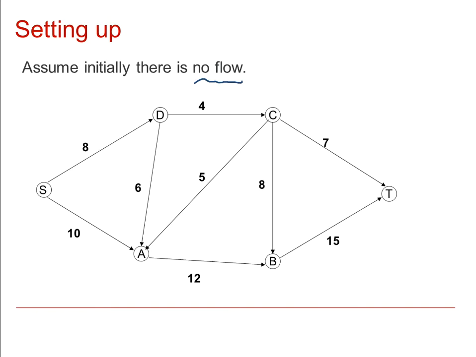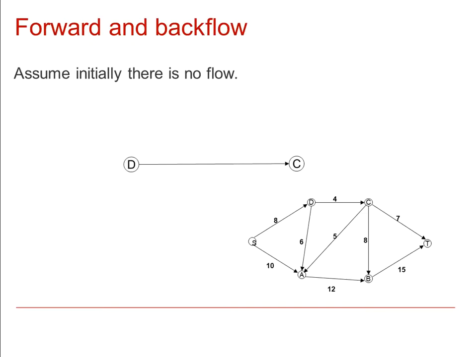So we're going to first of all just consider D to C. And if we think about D to C, if there's no flow in there currently, then we could possibly increase it by 4, because that would take it up to its full capacity. But in terms of decreasing the flow in that particular part of the network, we wouldn't be able to do anything.